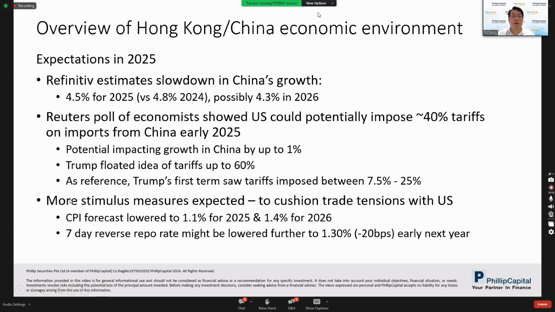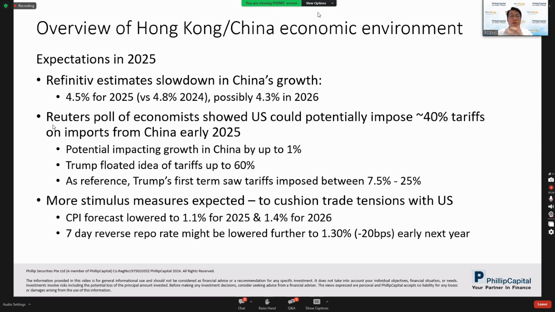Okay, so next we have expectations for 2025 that China's growth will slow down, right? This year they expect most economies to average around 4.8% for GDP growth. Then we're looking at maybe 4.5% for 2025, and they might even be looking at 4.3% in 2026 itself.